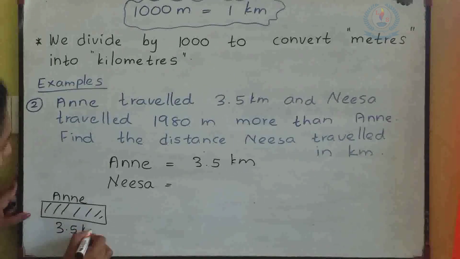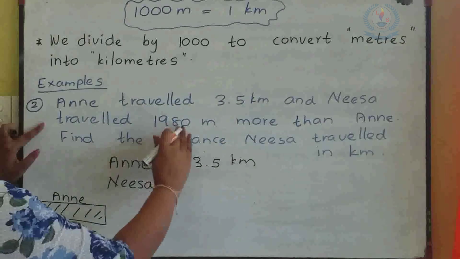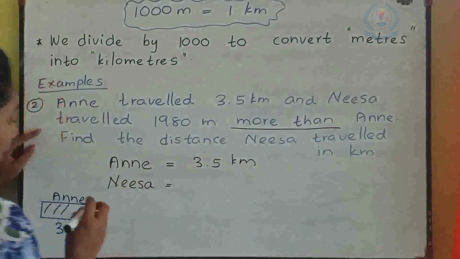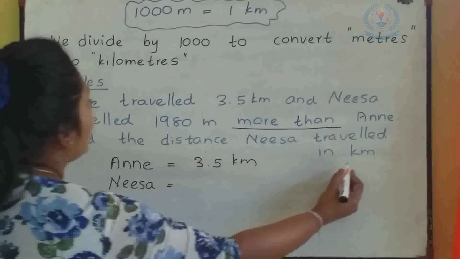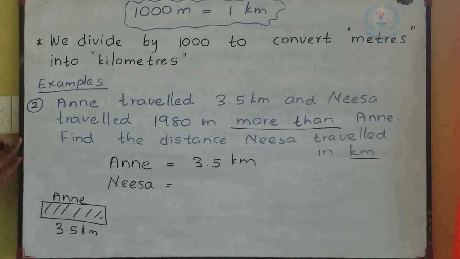.5 kilometers. Here, Lisa travelled 1980 meters more than Anne. The words "more than" are there. And find the distance Lisa travelled in kilometers. At the end, we need to find the answer in kilometers.